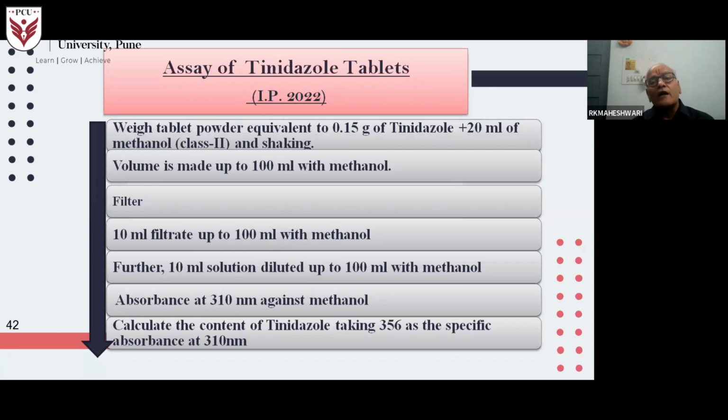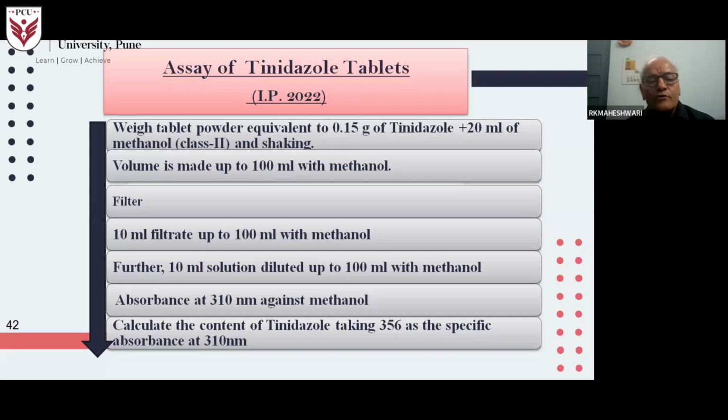It is transferred to a 100 ml volumetric flask. Then you add 20 ml of methanol, and you shake it for sufficient time. During this shaking, methanol dissolves the indazole present in the tablet powder. Then IP says you have to make up the volume up to 100 ml with methanol. Then, since it contains insoluble excipients, filtration, then you take 10 ml of filtrate and dilute it up to 100 ml with methanol.